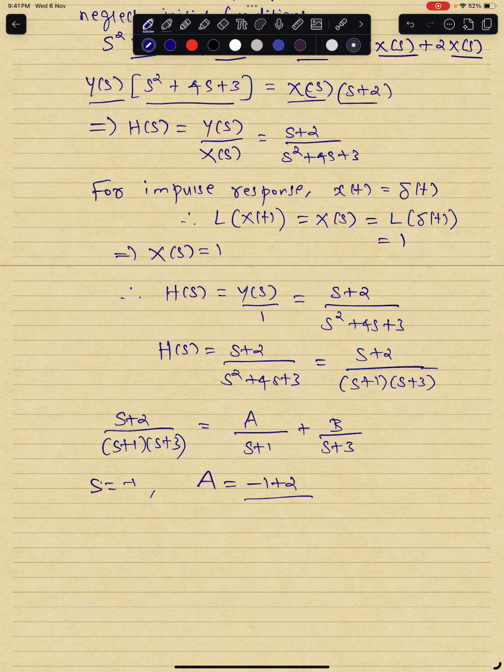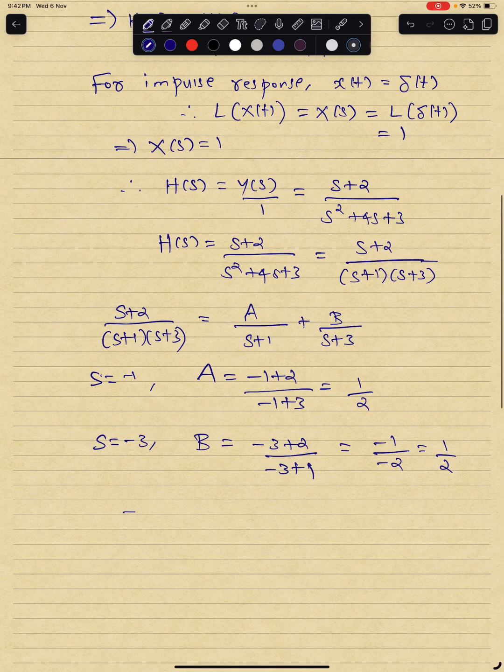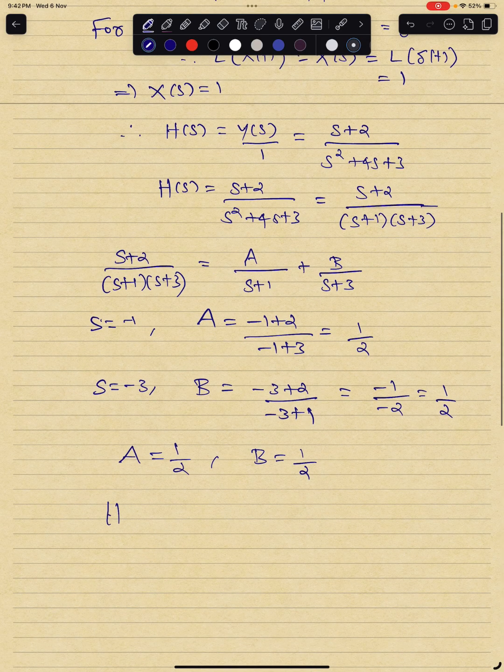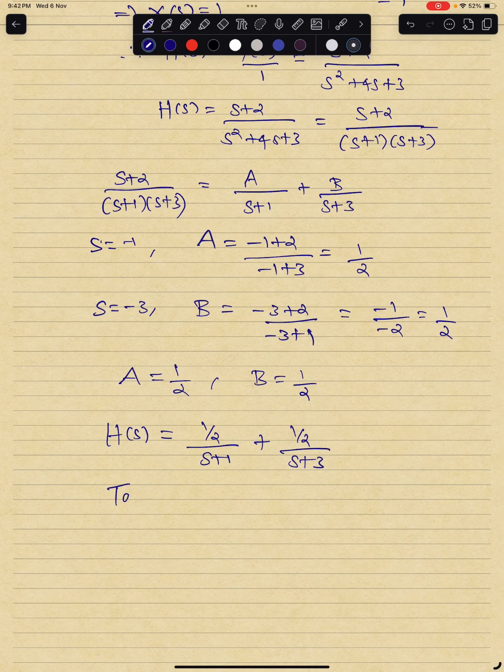-1 plus 2 by -1 plus 3, because we are covering s plus 1, so it will be 1 by 2. And what about s equal to -3? What will B be? It will be -3 plus 2 by -3 plus 1, right? So it will be -1 by -2, which is going to be 1/2. So we get the A and B values. The value of A is 1/2, and the value of B is also 1/2. Now how can we write H of s? Now A is 1/2 by s plus 1, B is 1/2 by s plus 3. Correct?